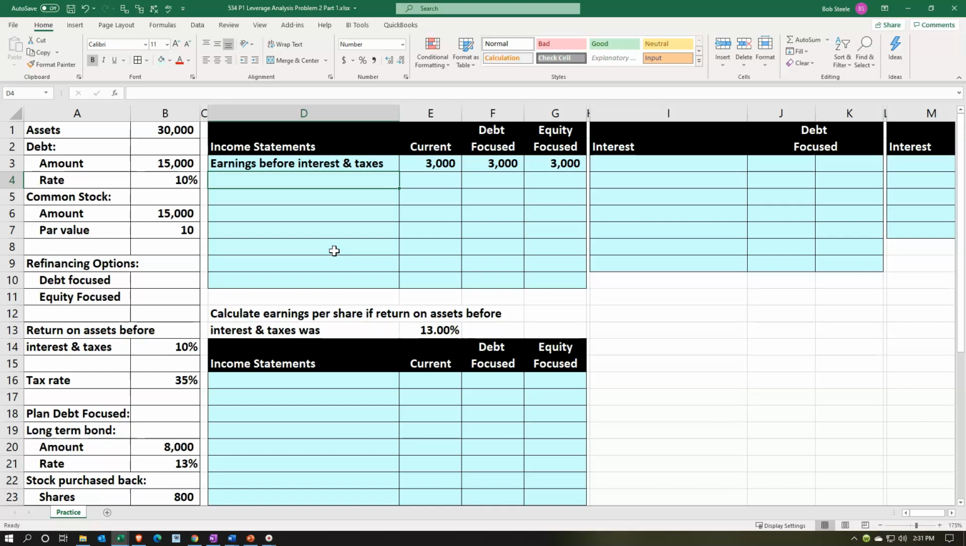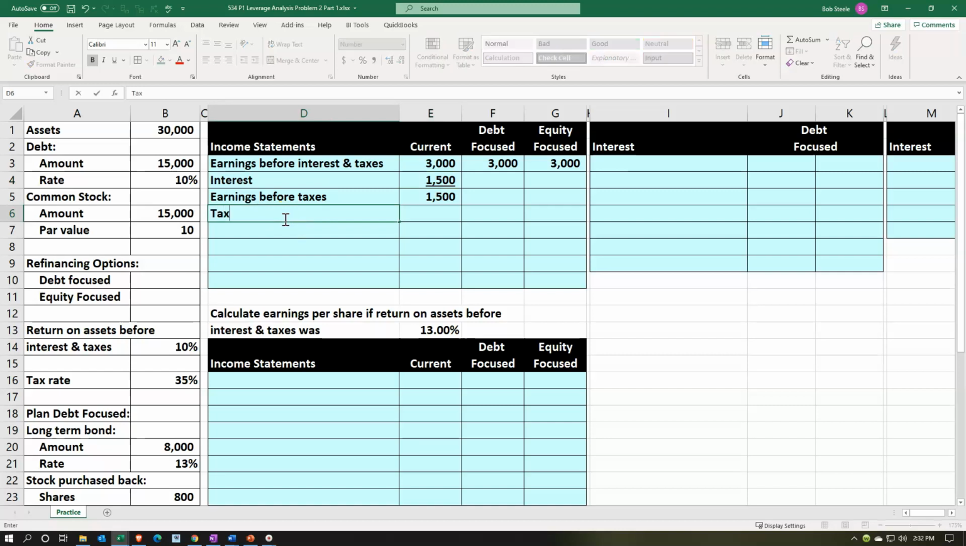So then we're going to have the interest. We started off with the $15,000 debt at 10% interest. So this is equal to $15,000 times the 10%, which gives us $1,500. That'll then give us the earnings before taxes. This will be equal to the $3,000 minus the interest. Let's put an underline here: Home tab, font group, and underline, so that we have the earnings before taxes.